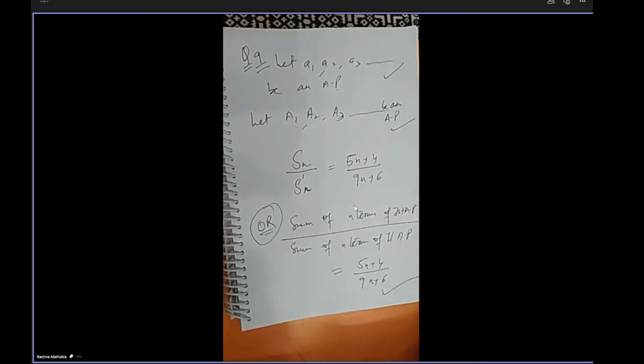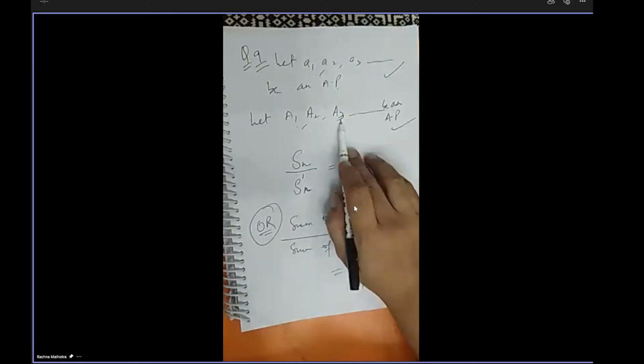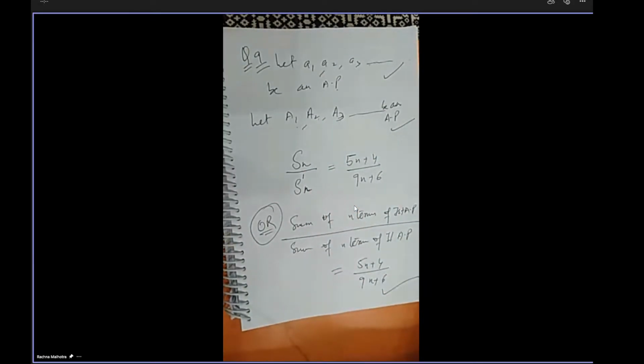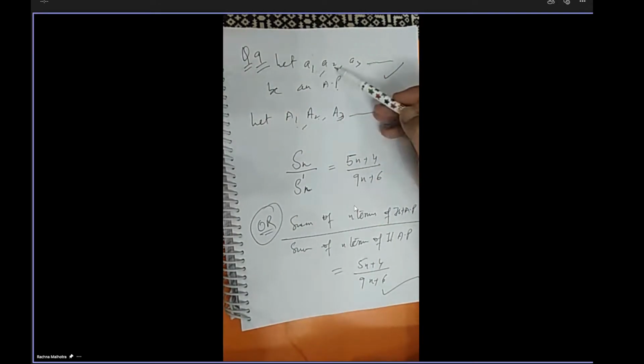N is the number of terms. These are the terms which are different. N is called the number of how many terms are present. We are not talking about the value of the first term. The values of the terms are different, but for the number of terms we will use n. Understood or not?